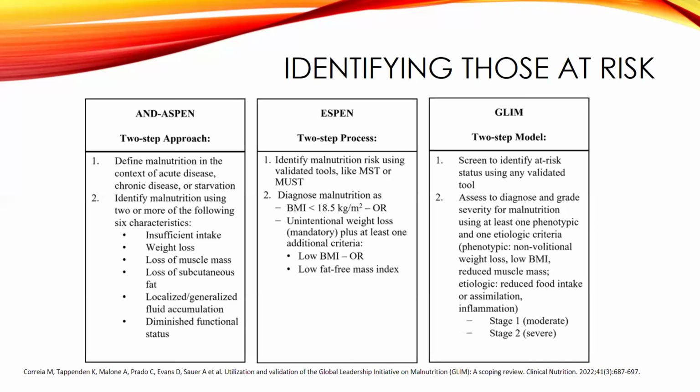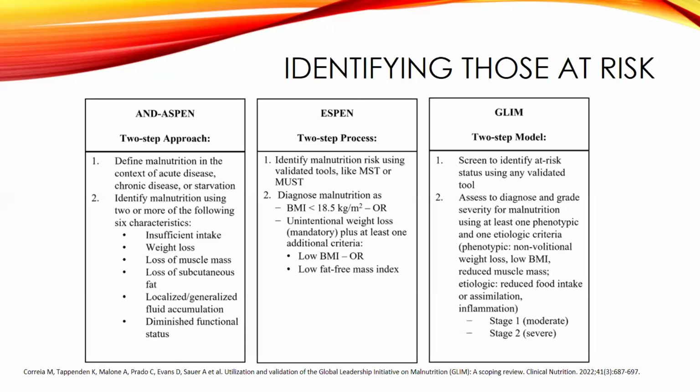If you go to their counterparts in the European Society for Parenteral and Enteral Nutrition, it's also a two-step process. They identify malnutrition risk using validated tools like the Malnutrition Screening Tool or the Malnutrition Universal Screening Tool. Then in the second step, they diagnose malnutrition as either a BMI of less than 18.5 kg/m², or an unintentional weight loss, which is usually mandatory for them, plus at least one additional criterion of either low BMI or low fat-free mass index.